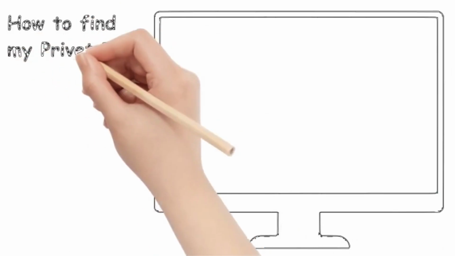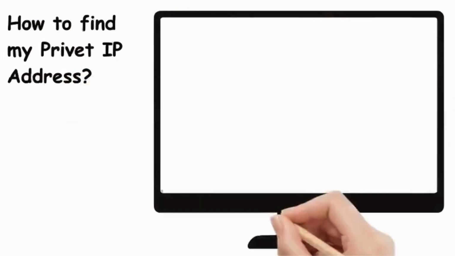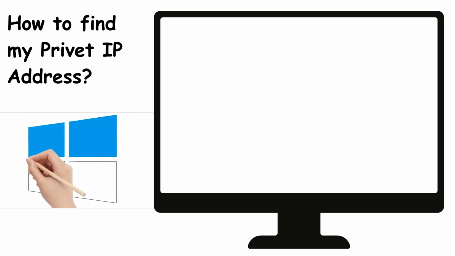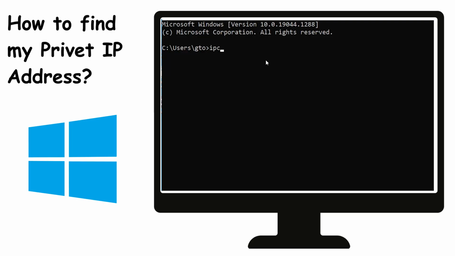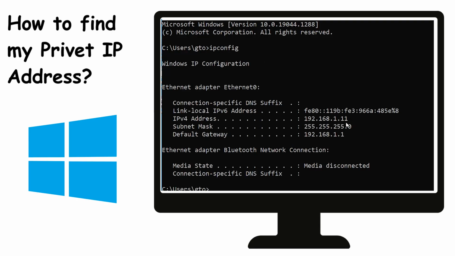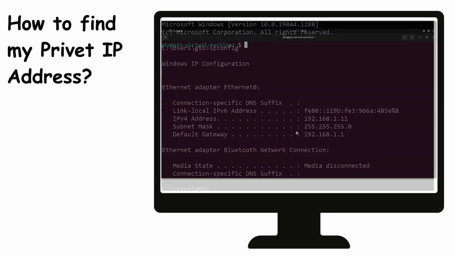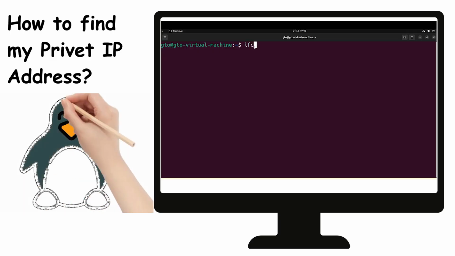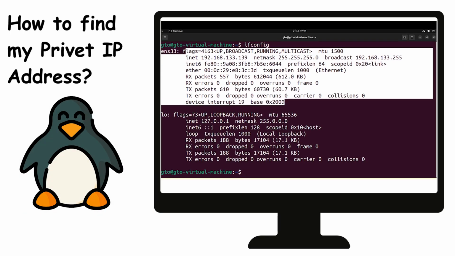Now, let's see how to find your private IP address. If you are a Windows user, you can use the ipconfig command in CMD. If you are a Linux user, you can use the ifconfig command in the CLI.